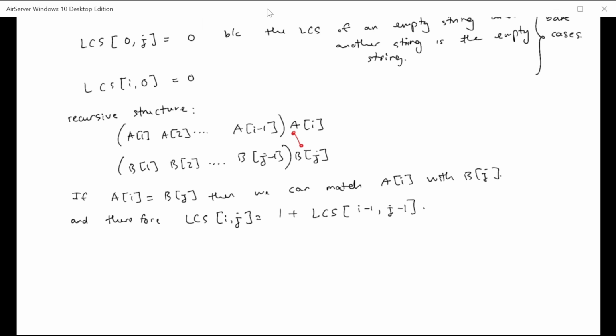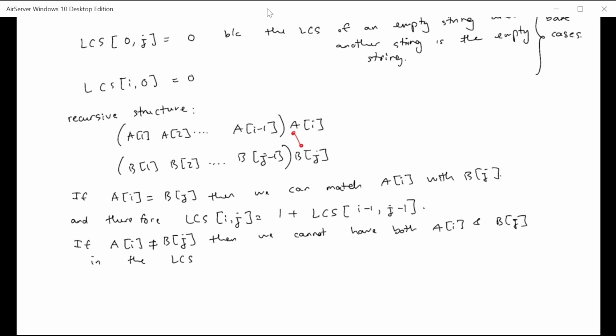Okay. On the other hand, if ai is not equal to bj, okay, then we cannot have both ai and bj in the longest common subsequence, because in that case the last two characters of the common subsequence don't match, and that wouldn't be a common subsequence, right?